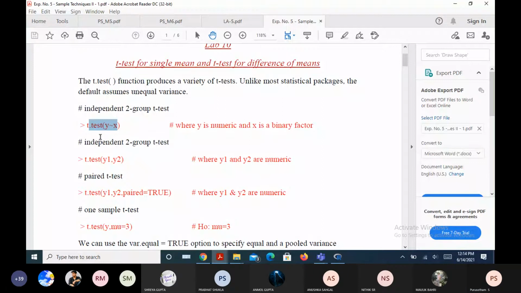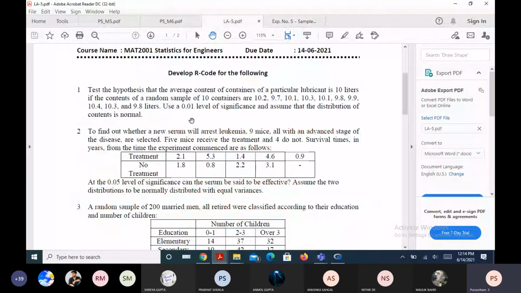Now, lab 5, question 1 is a t-test. Question 2 is related to finding whether a new serum will arrest leukemia. Nine mice, all with an advanced stage of the disease, are selected. Five mice receive the treatment and 4 do not. This is also a t-test for difference of means that you are going to use.